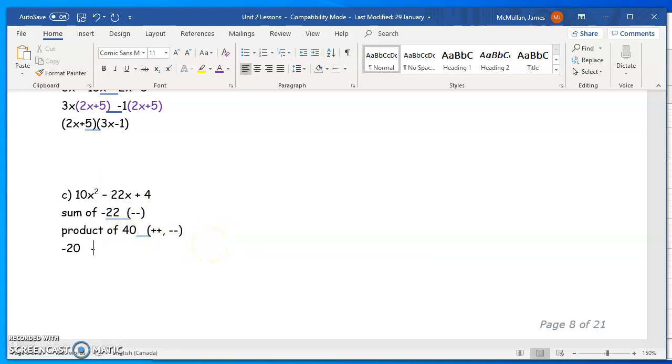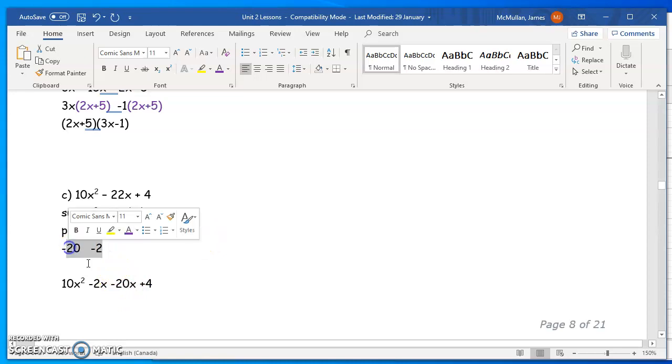The two numbers I need are negative 20 and negative 2. They would multiply to 40, they would add up to negative 22. So I write out the equation: 10x squared take away 2x, take away 20x plus 4. Now I want to point out this time that I put them in the other order. I put the 2 first and the 20 second. It does not matter which order you put these two in. You could do minus 20 first and minus 2 second, it still works.